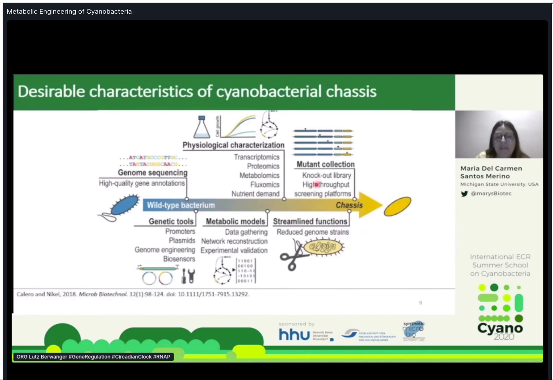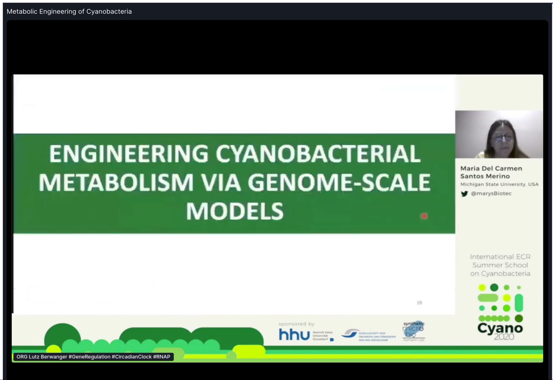And finally, if we have some cyanobacteria with a mutant collection, for example, a knockout library that has been developed, it could be useful if we want to work with specific competing pathways that can be removed. And also, if we have some high-throughput screening platforms that can be used for this screening, it is going to speed up the process to generate our final chassis.